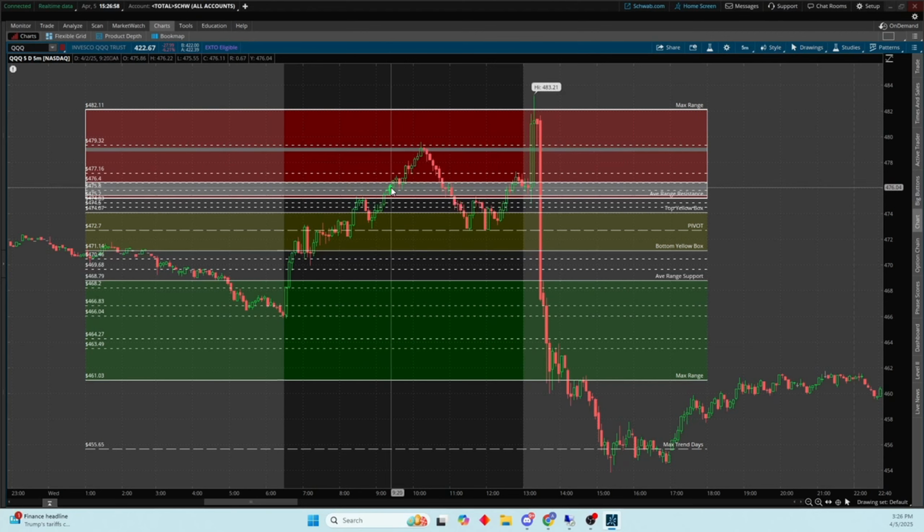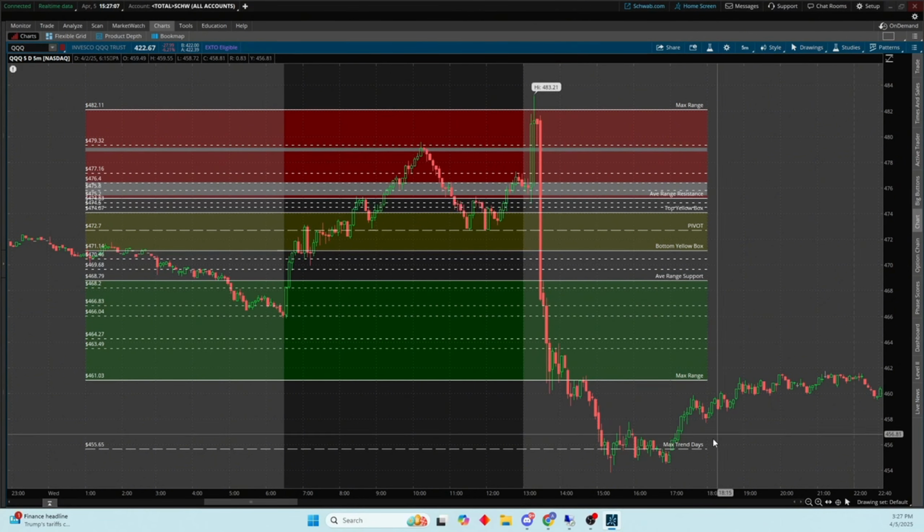We shorted on the test of around 476, and when we closed above on this candle right here, that was our stop. We lost about 15%, very simple, straight to the point.